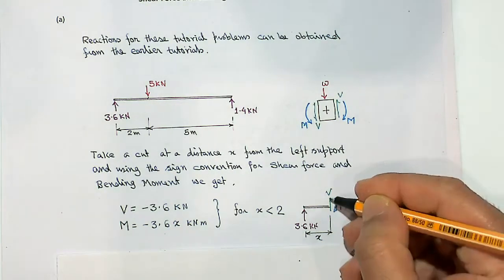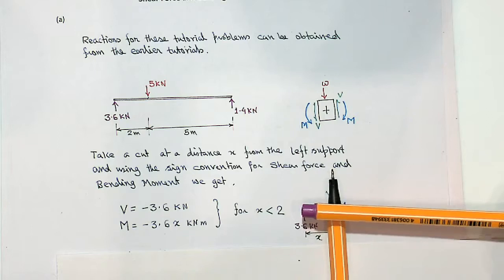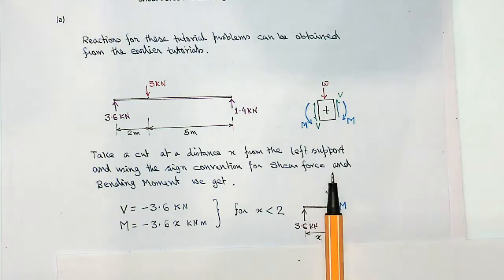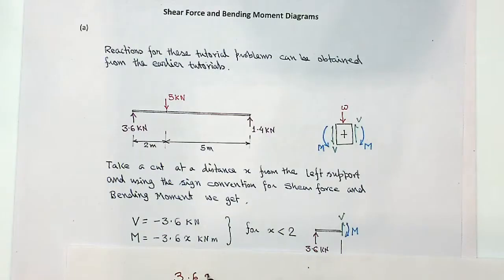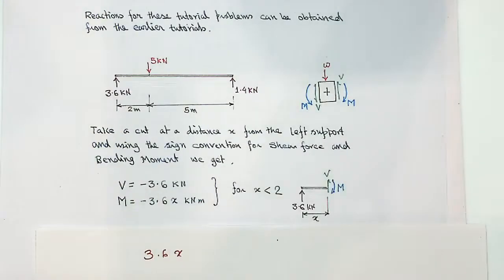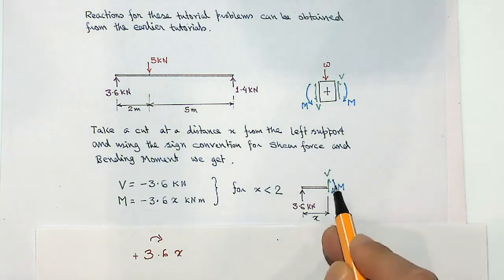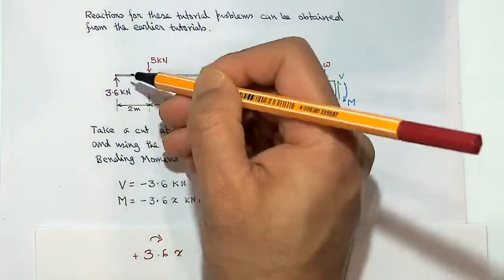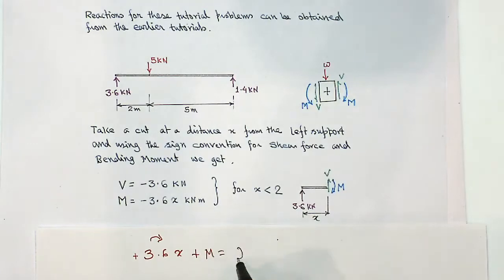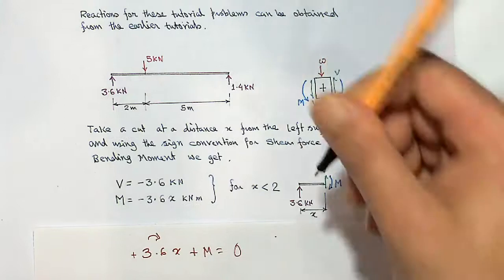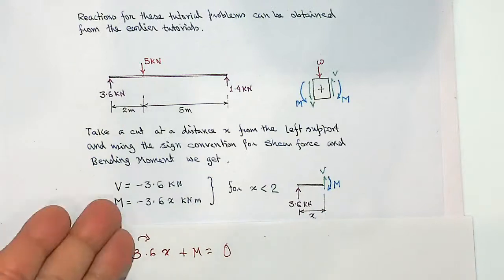If you take moments about this point, what are the moments acting? The moment due to this 3.6 kilonewton rotates the beam in the clockwise direction. So the moment due to 3.6 is 3.6 times x, at a distance x from here. Of course that's positive, since I am saying clockwise moment is positive. And then I have the bending moment M already existing at the point that I have cut, while V doesn't give any moment because I am taking moments about this point. So that gives M equal to minus 3.6x. So for a section with x less than 2 meters, these are my expressions.